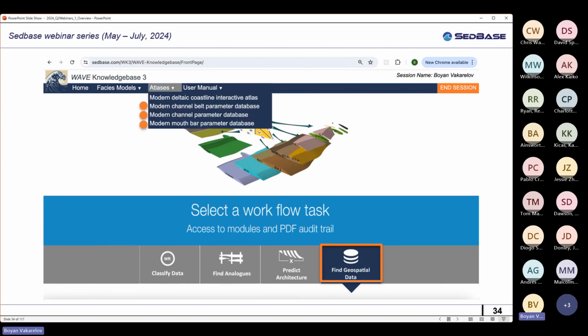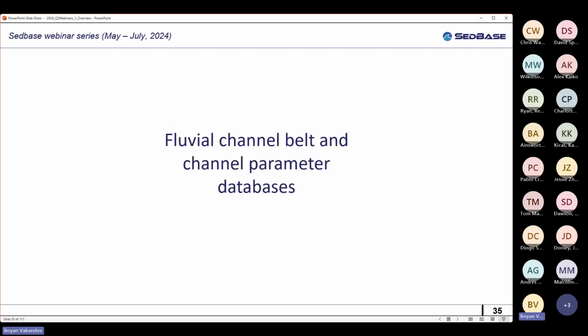Now, in this case, we have a number of atlases and modules that you can use. So we have geospatial data on channel belts, geospatial data on channels, data on mouth bars. We also have some ancient data as well based on interpreted cross sections from well-known outcrops. So let us see what dimensional data in the database might look like and how you can access it. So let us start off with looking at fluvial channel belts.